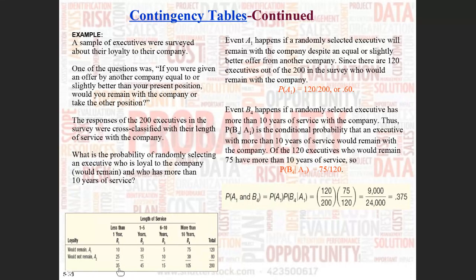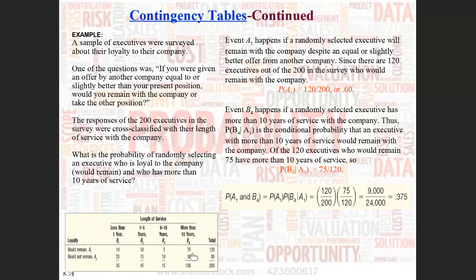So these are the totals for each of the columns. These are the totals for each of the rows. And this is the grand total. So you had 200 responses. Okay? So if you look at the table, the question is, what is the probability of randomly selecting an executive who is loyal to the company and would remain and who has more than 10 years service? So this is more than 10 years, correct?